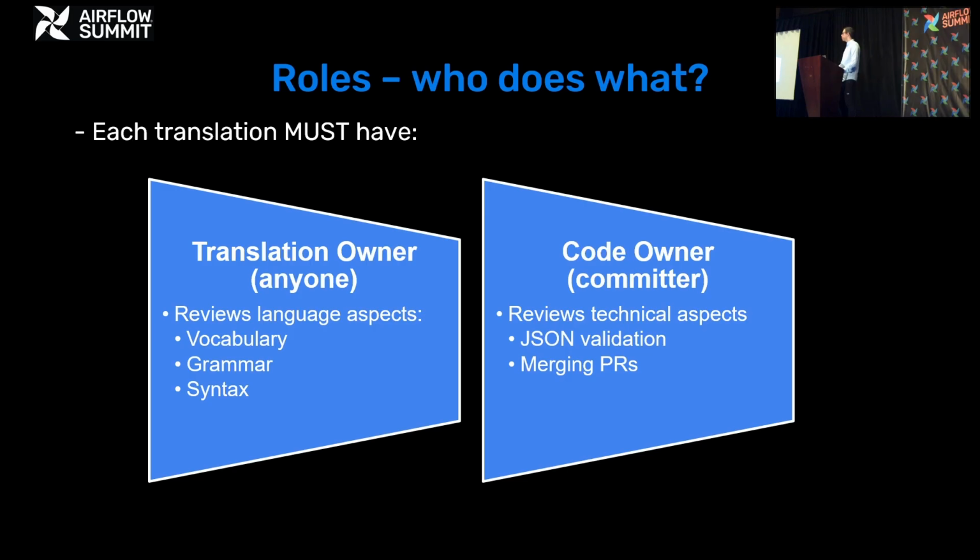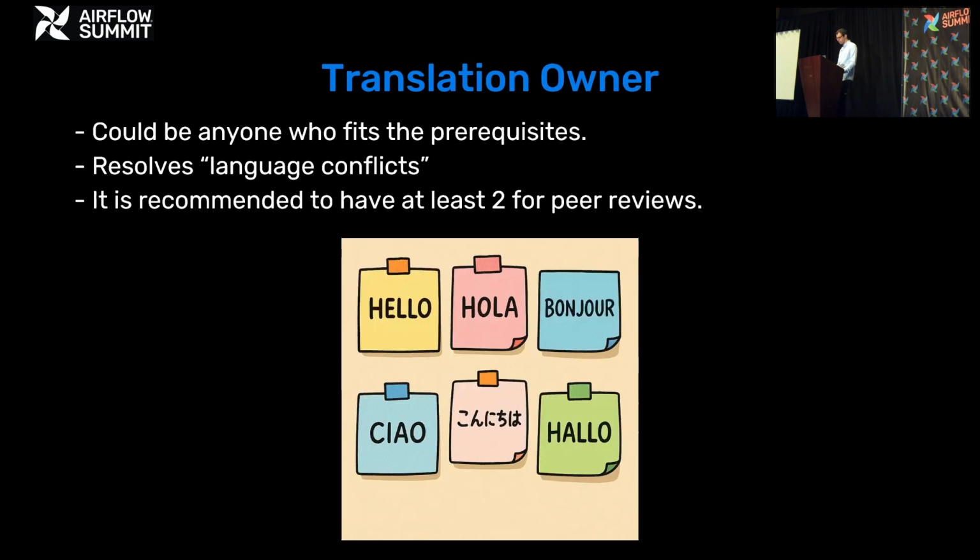In fact, we need 2 owners for each translation, and they could be fulfilled by the same person, but also they could be by 2 or more people. The first one is called the translation owner, which could be any contributor. They review language aspects like vocabulary, grammar, and syntax. And the other one is the code owner, which should be an Apache Airflow committer, and they review the technical aspects like JSON validity to see that the CI passes, and eventually merging the PRs.